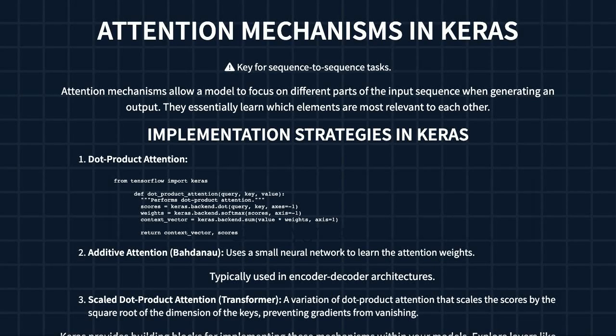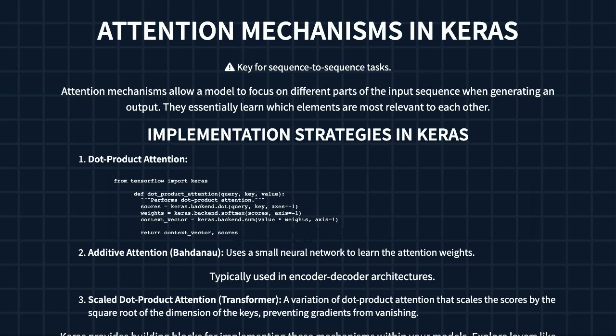Let's talk about how we can introduce attention into our Keras models. Attention is incredibly useful, especially when dealing with sequences, things like text or time series data. Essentially, it helps the model figure out which parts of the input are most important for generating each part of the output. There are a few ways to do this in Keras.